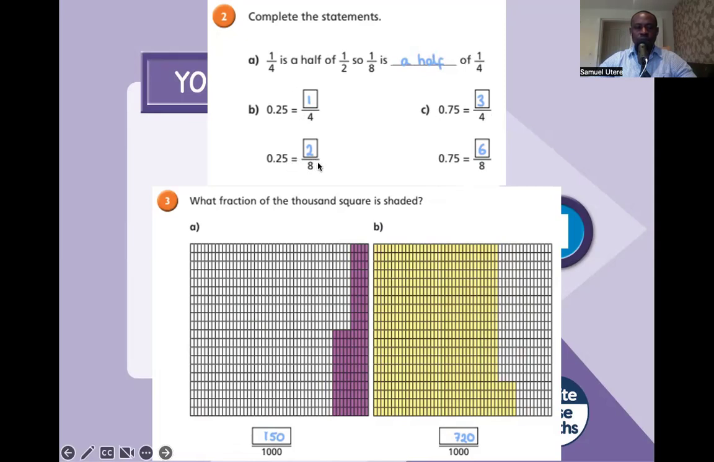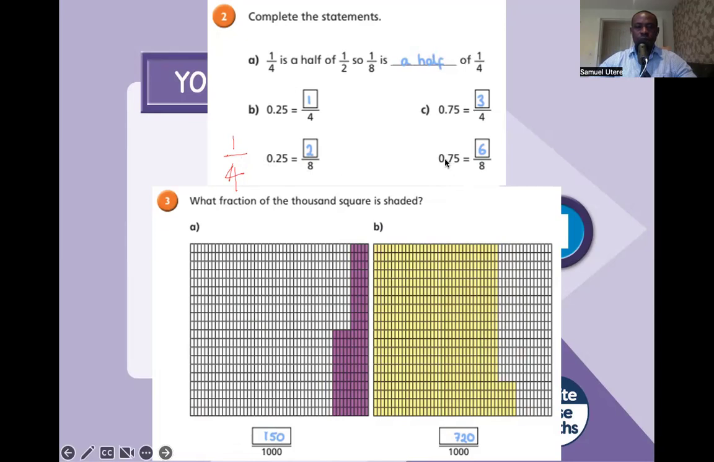0.25 is the same thing as 2/8. See 2/8? Why? 0.25 is a quarter, right? So if we have here being 8, it means we have to double the numerator as well. So that's 2/8.